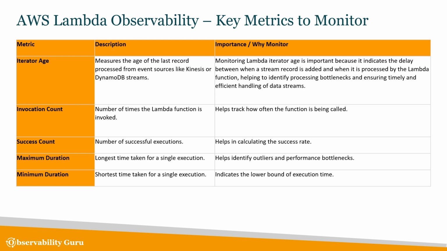So now let's go through the AWS console and try to enable observability for one of the functions.